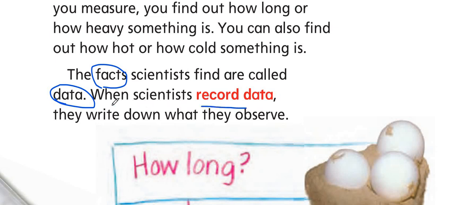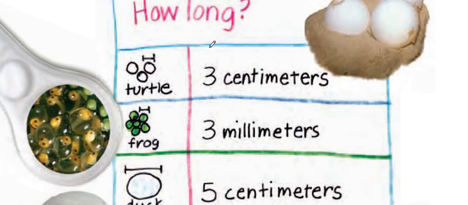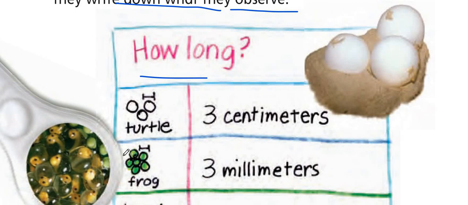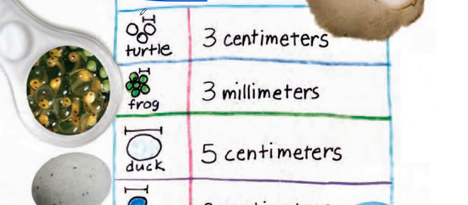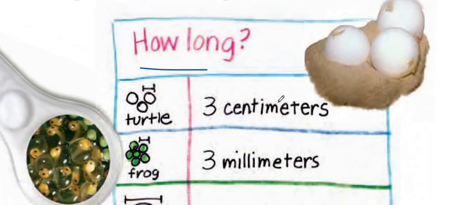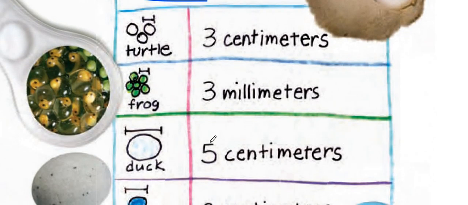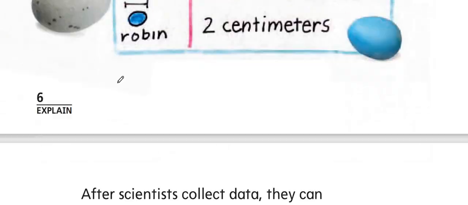When scientists record data, they write down what they observe. So they have the data and they write the information down. Here we have the turtle, the frog, and the dog. They measure their weight, okay, and they write it down. So then they collect it. When they collect it, they write it down in a chart or a table.